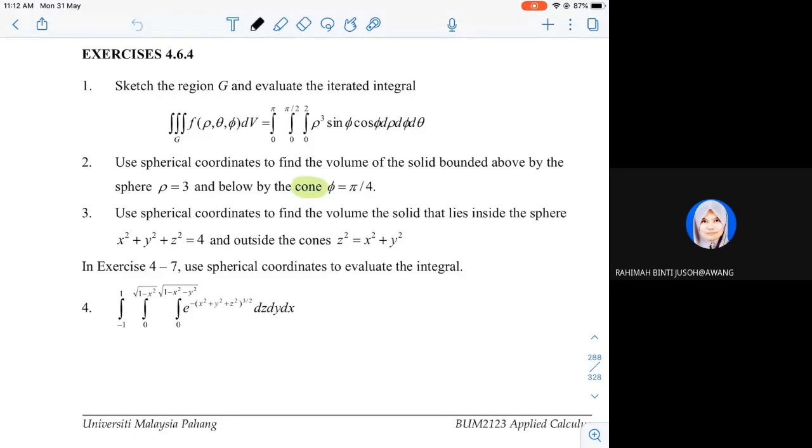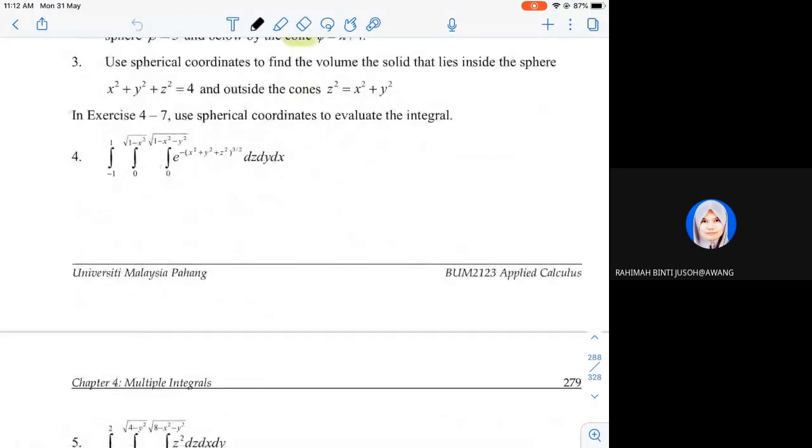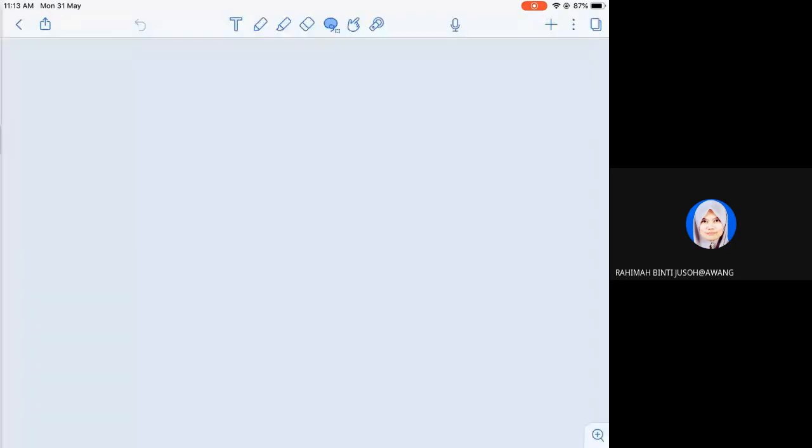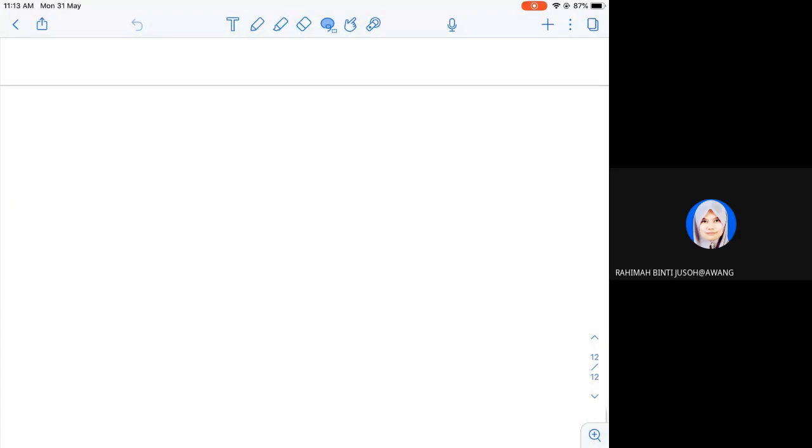Alright, so next question. Mana kita nak buat ni? Okay, let us do question number 4. Menarik ni. We have to convert this rectangular to spherical coordinates.